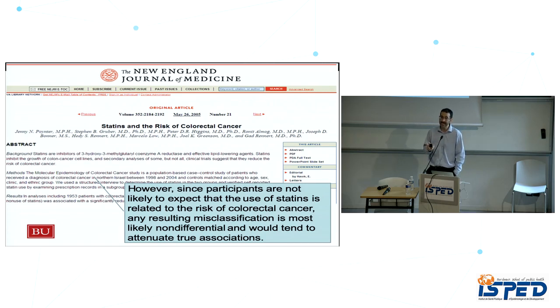We had a misclassification problem. However, we expect that it's non-differential misclassification, and non-differential misclassification biases towards the null. So really, don't worry about it. No big deal, right? Any effect would, in fact, be bigger. Now, I've never truly understood this argument for a number of reasons. The first of which is there are so many exceptions to the rule that non-differential misclassification biases towards the null. But leave those aside.